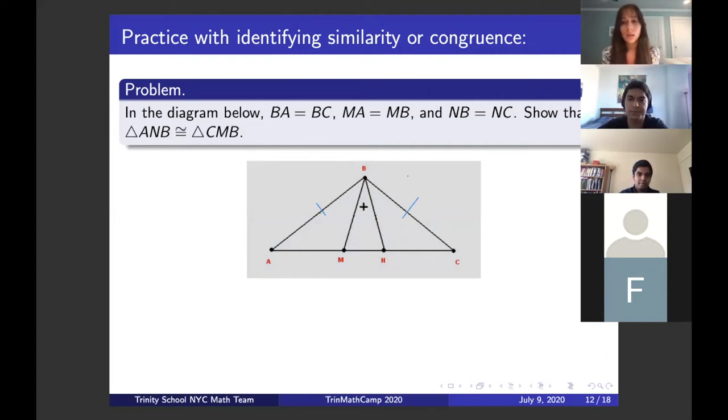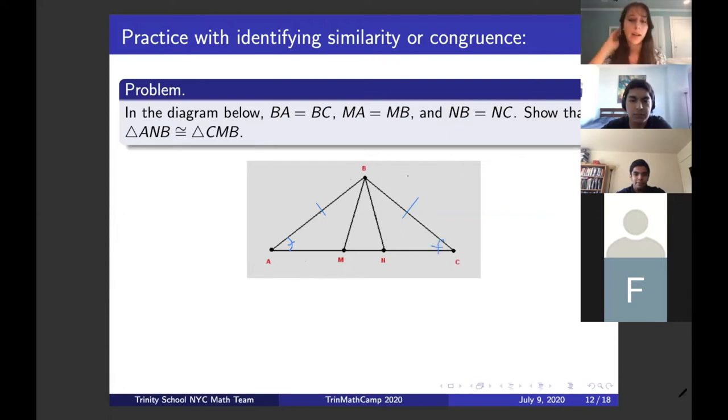Do you know what's cool about the angles in an isosceles triangle? If you do, put it in the chat. Yeah, we're getting some answers. Super great. As a lot of people are saying, in an isosceles triangle, the two angles opposite the congruent sides are the same. So angle A is the same as angle C.